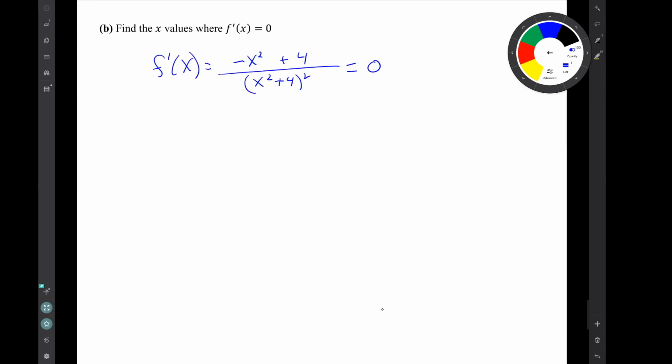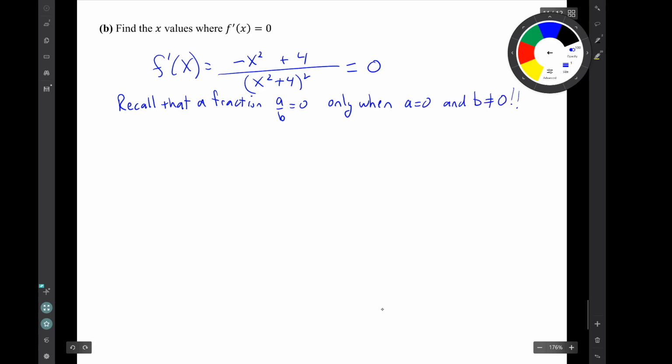Now how can we solve this? Well, we have a fraction. And remember that a fraction can only be 0 when the numerator is 0 and the denominator is not 0. If we have a ratio a over b, the only time that that equals 0 is when we have a 0 in the numerator and we don't have a 0 in the denominator. Well, so let's start by finding the values of x that cause the numerator to be 0.